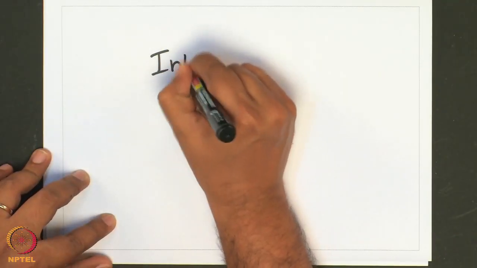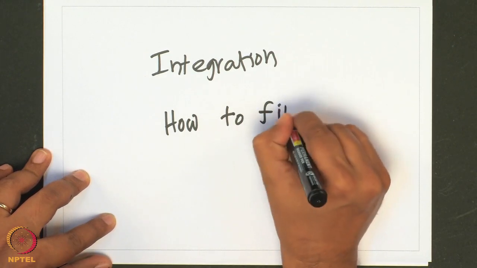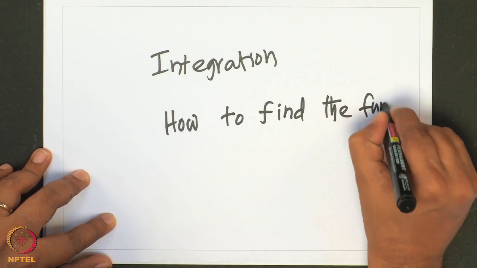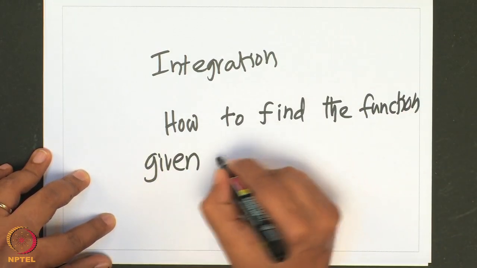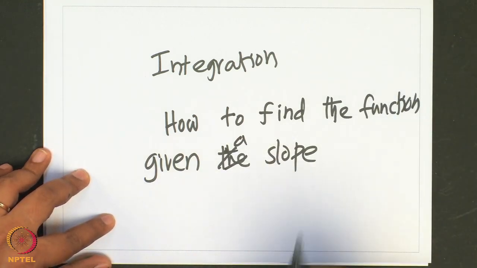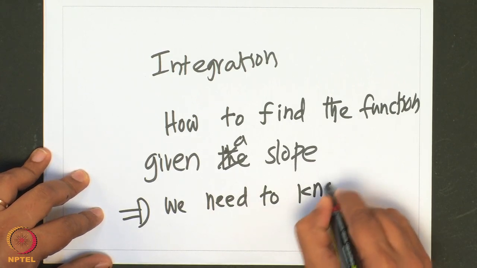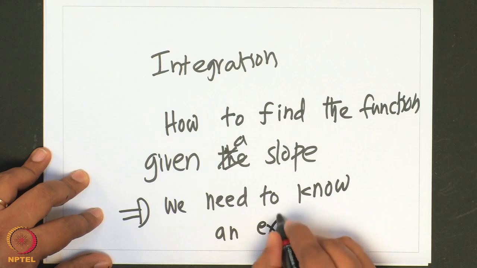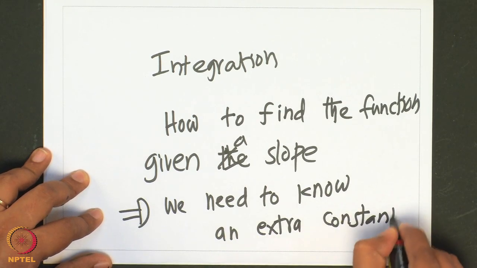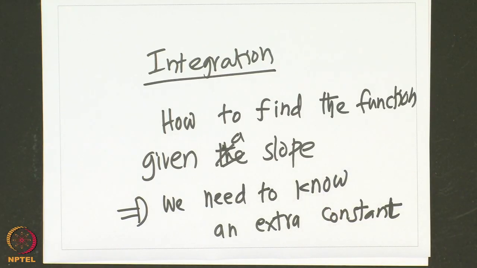To summarize, we learned the basic idea of integration: basically how to find the function given a slope. We know that the slope is not enough. We also need to know an extra constant, called the constant of integration. So, to do integration, we have to know the slope and at least an extra constant, so that we can calculate this.